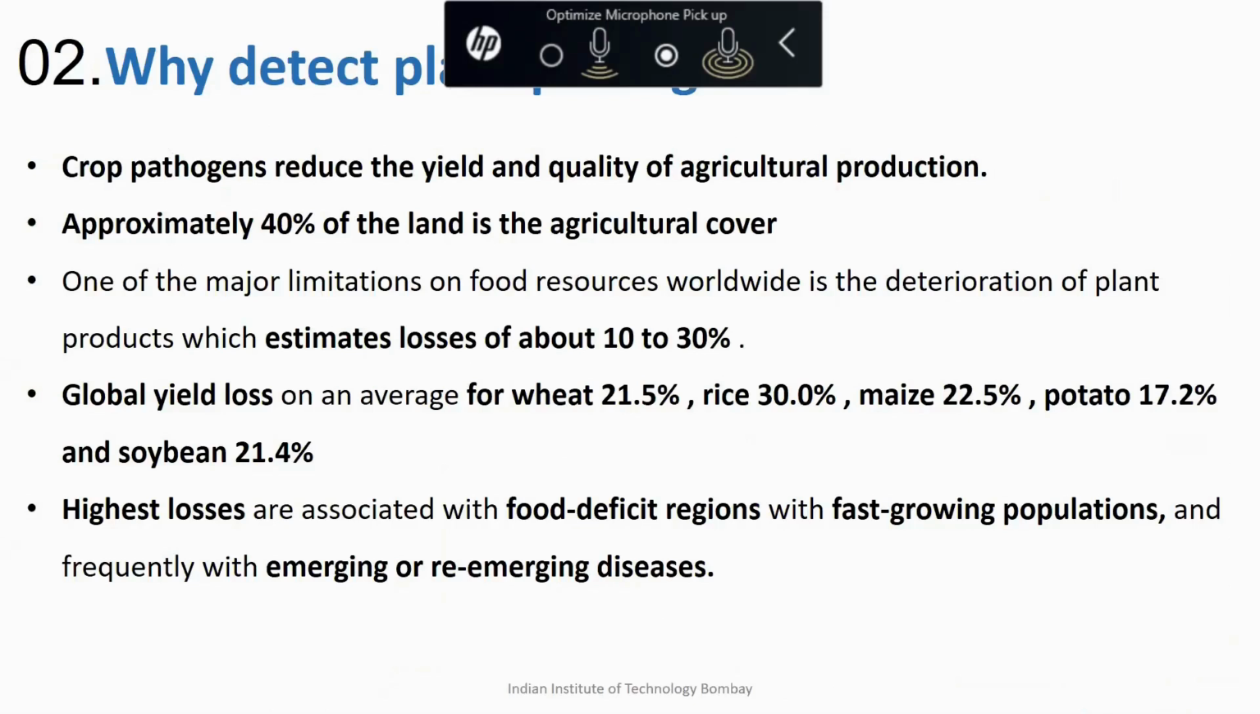Why is it important to detect plant pathogens? Because crop pathogens can reduce the yield and the quality of the agricultural production, major occupation being in agriculture. It is very important if there is a technique by which we can detect diseases prior, so that we can have a lot of economical saving and also save the crop for a better yield and production.